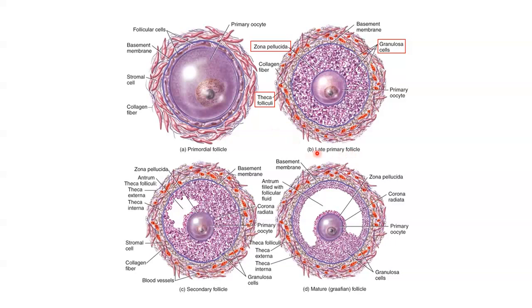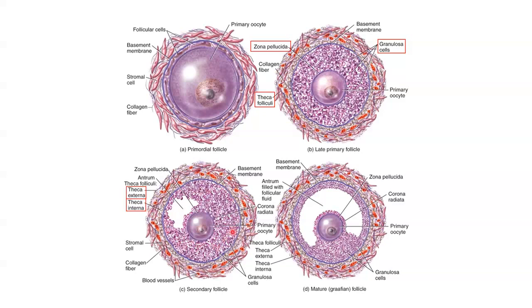Now, as our primary follicle develops into our secondary follicle, the theca folliculi differentiate into two layers. We have the theca interna, which is this greyish layer along here. This is made up of highly vascularized cuboidal secretory cells that actually secrete estrogen. And then the theca externa layer, the very outer layer, which is made up of cells and collagen fibers.